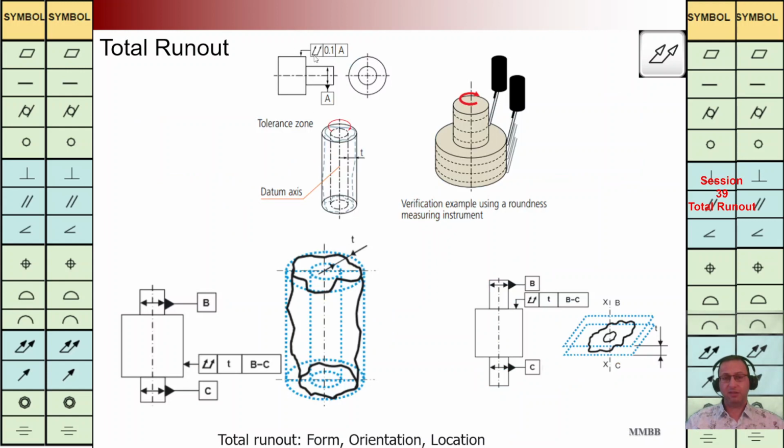Here we can see at the top we are going to have this total runout Tz 0.1 back to A. We are going to have two coaxial cylinders with the Tz 0.1, and that profile should be in that interval whenever we are going to rotate the component around A, and the indicator is going to move on this surface.